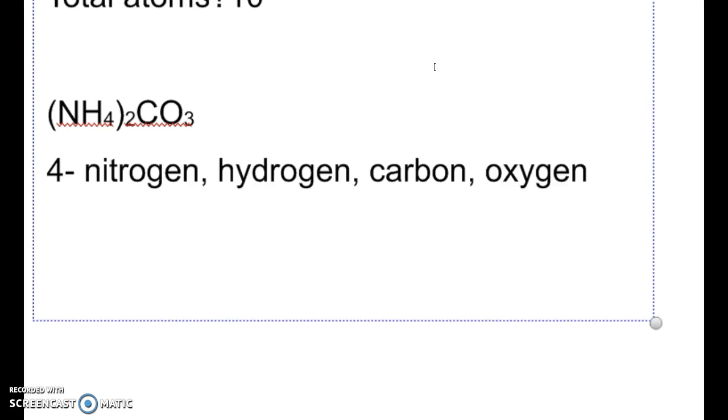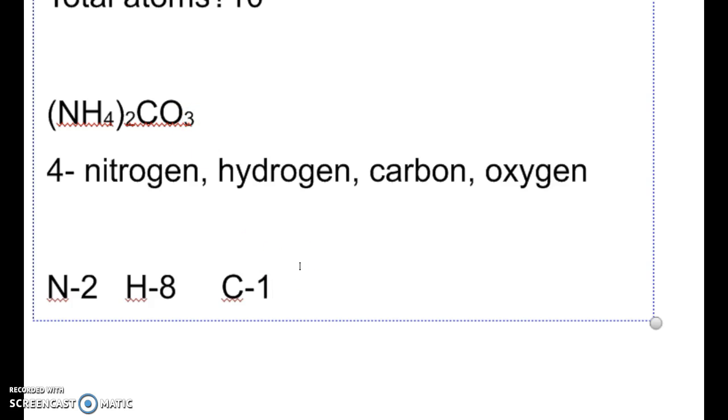Now I want you to go back and write down how many atoms of each. While you're doing that, pause. Okay, so you should have nitrogen has, this 2 applies to only the parentheses. So 2 times 1 gives you 2. Hydrogen would have 2 times 4, which gives you 8. The 2 does not apply to this one. So carbon has no number here, which we assume to be 1. And then oxygen has 3.